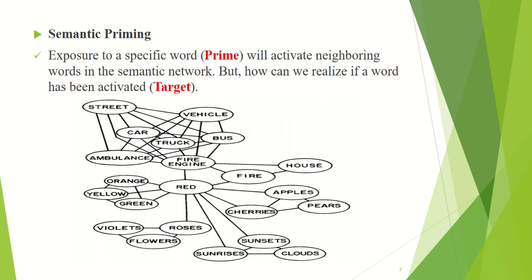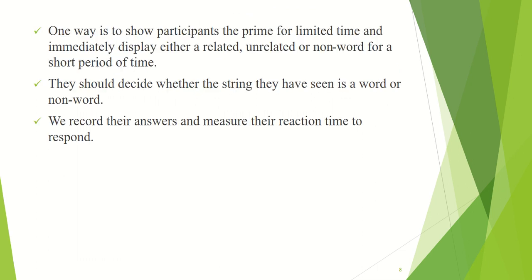As I said, exposure to a specific word, which is referred to as a prime, will activate some neighboring words which are close in meaning to the priming word. The words which are activated, as I said before, are called target words, and the words which the language user is exposed to are referred to as priming words. So let's see how we can investigate which words have been activated in the brain.